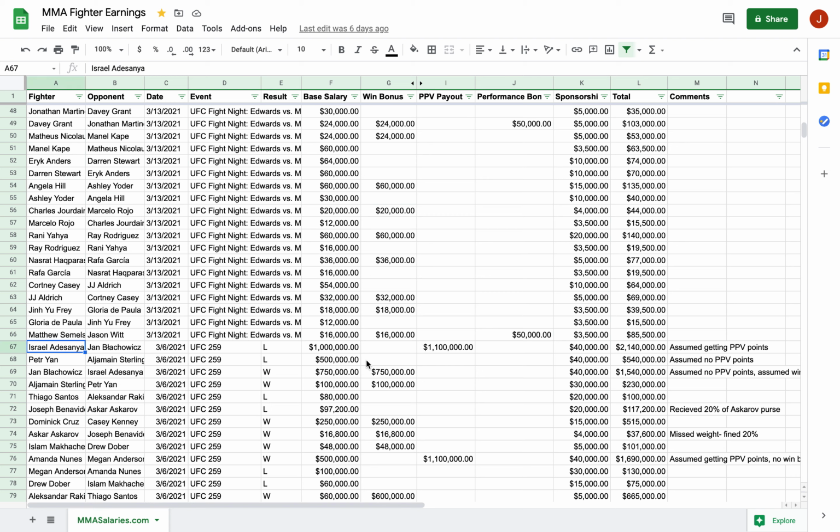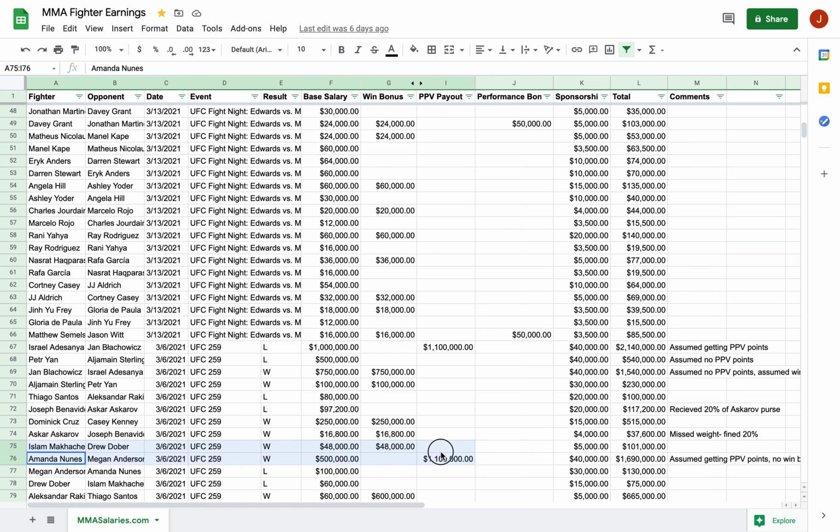So Israel Adesanya, obviously he has a huge audience and success rate, but he lost against Jan Blachowicz in UFC 259. His base salary was $1 million, and he got a pay-per-view payout of just over $1 million. So he generated a lot of interest for his fight, with total earnings of just over $2 million, which is pretty cool. This data does say that it's assumed that he's getting pay-per-view, because you won't ever find the actual behind-the-scenes contracts about exactly how much he earned unless they get leaked somewhere, but there is an assumed figure, and it is pretty accurate based on what we've known from Conor McGregor fights.